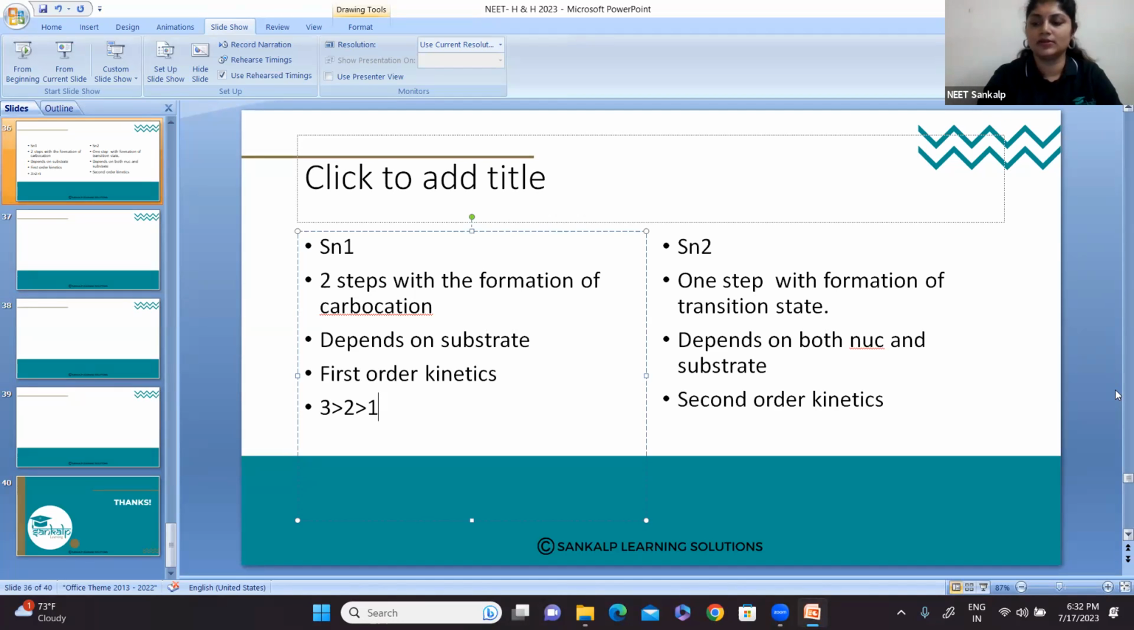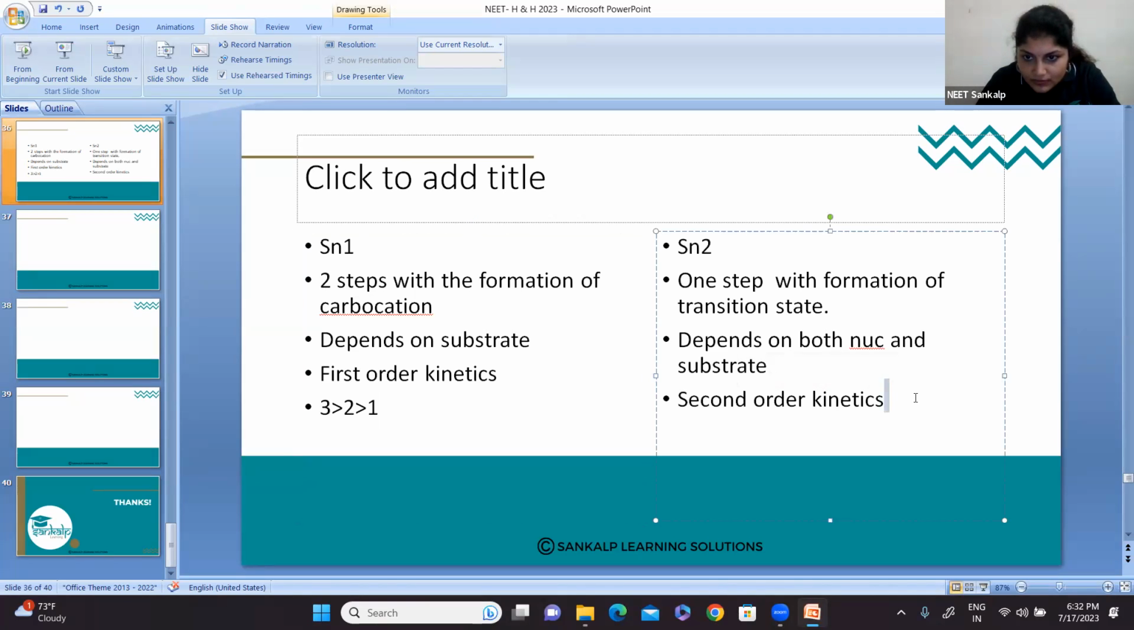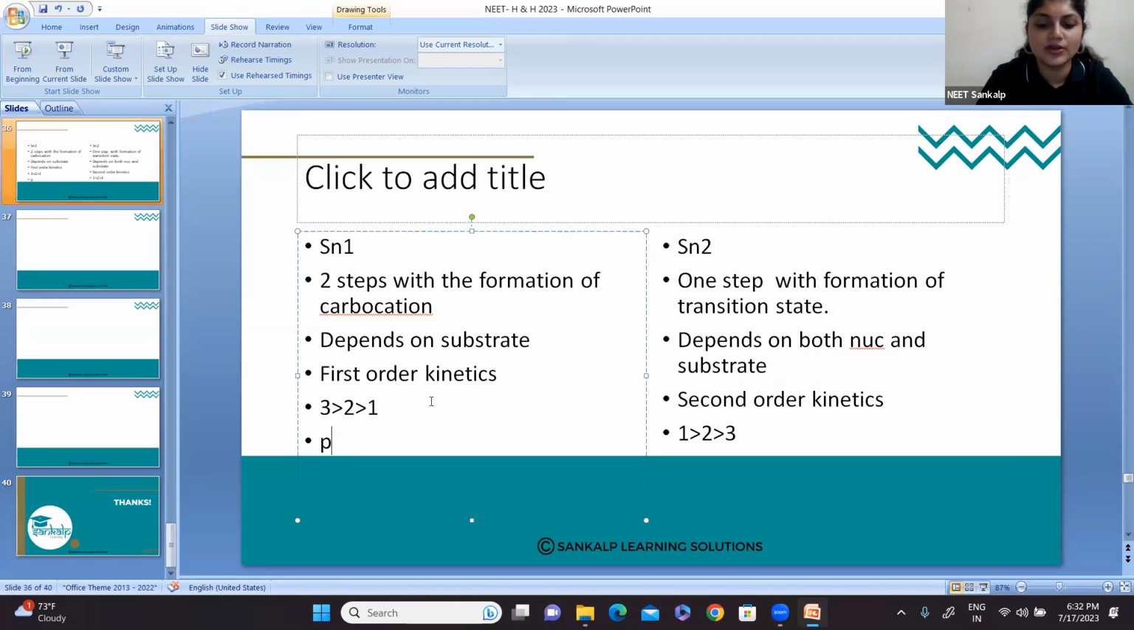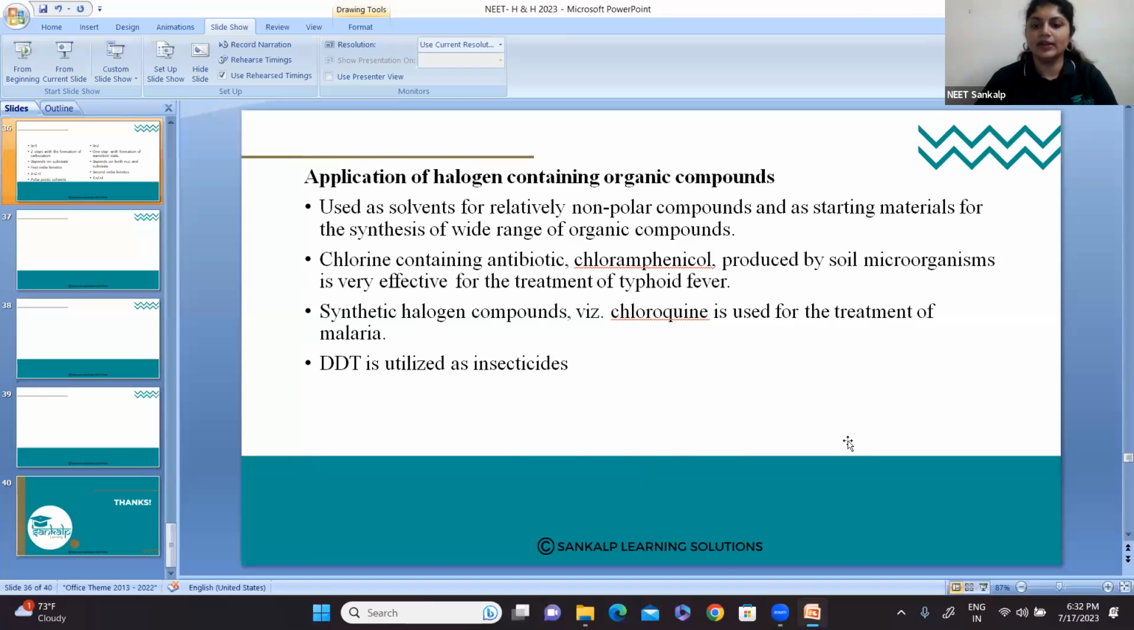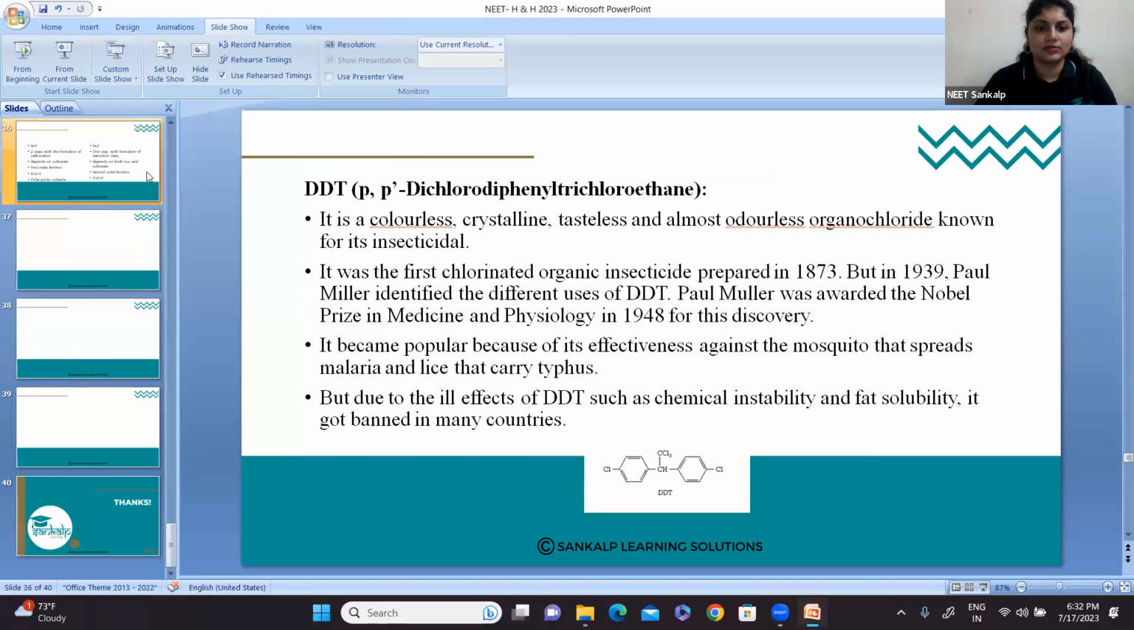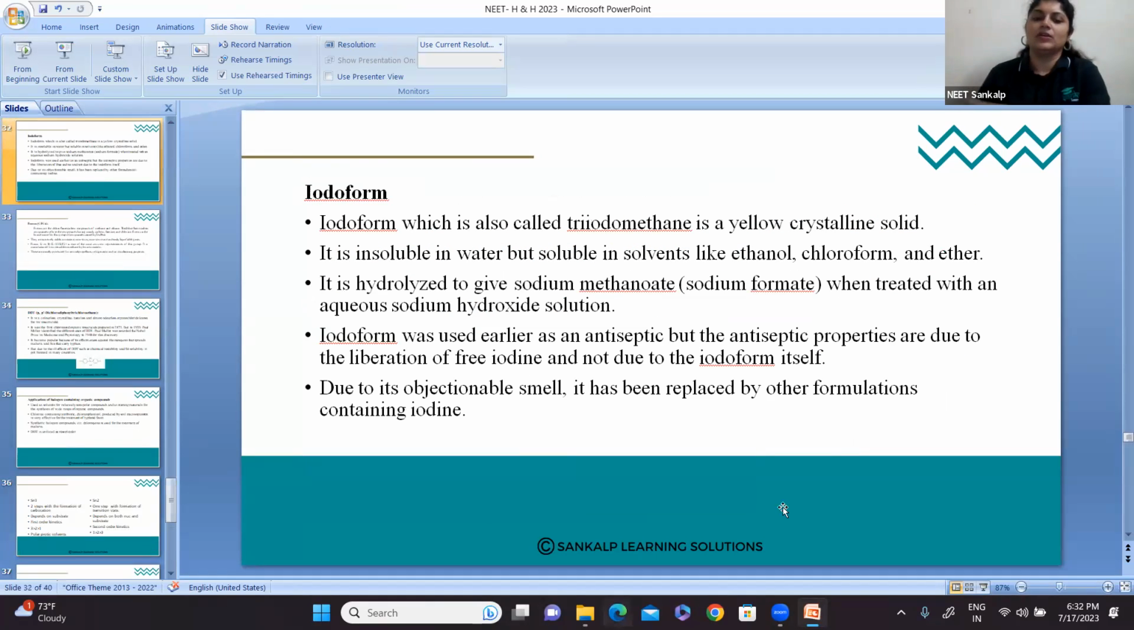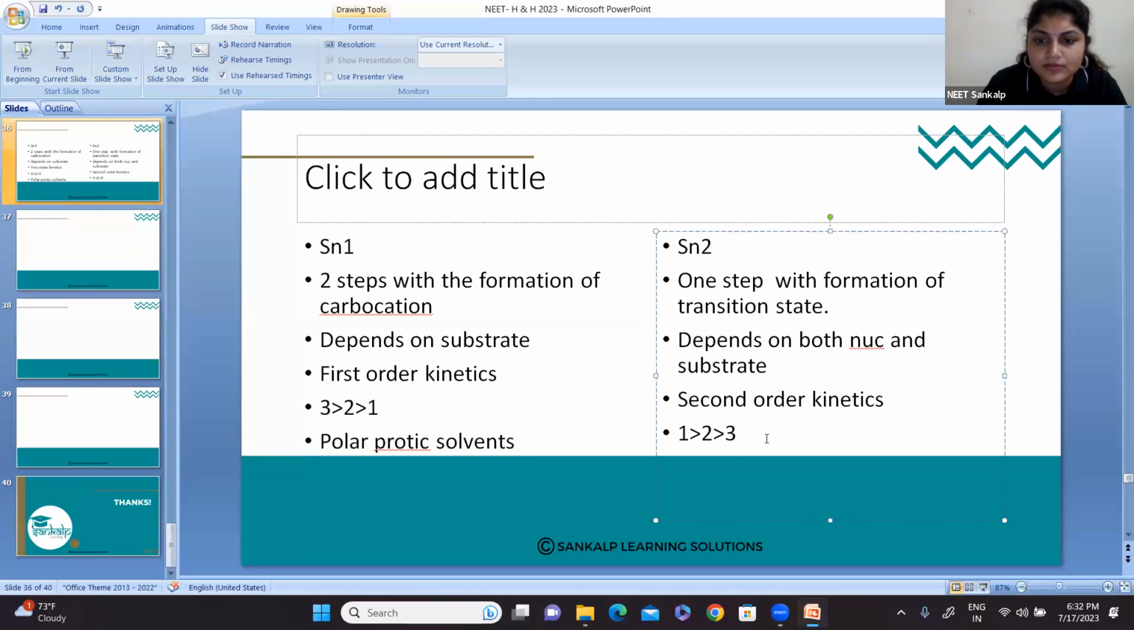Here, in SN2, primary is more stable than secondary and then tertiary. Okay, then when you're talking about solvents, here polar protic solvents are used, and here your non-polar solvents are used.